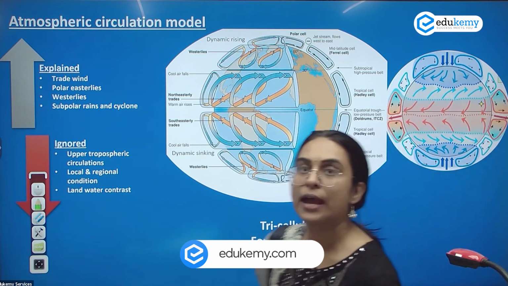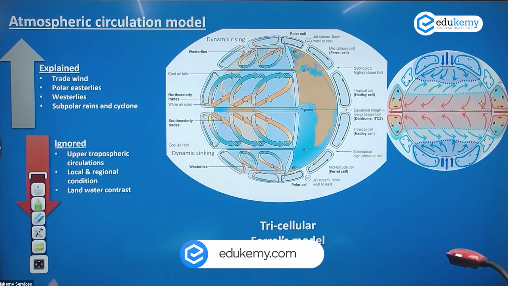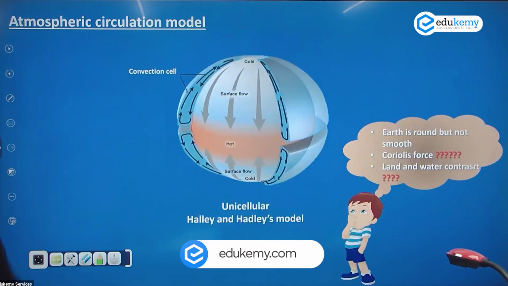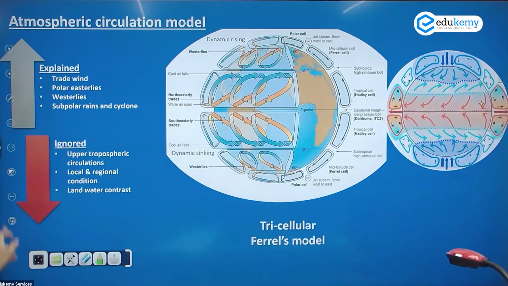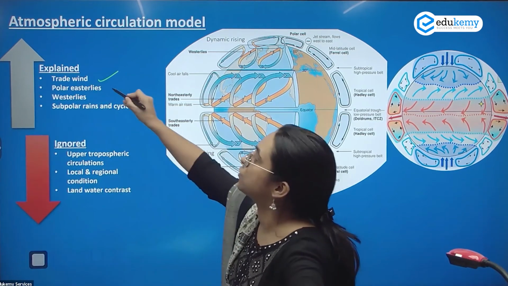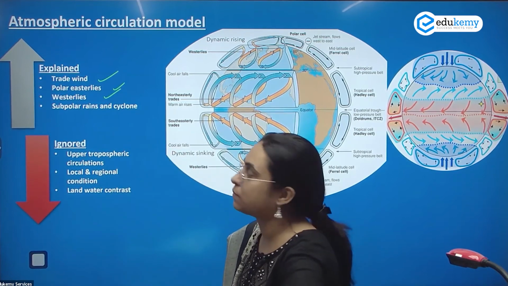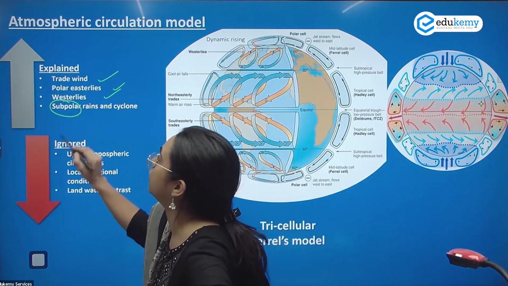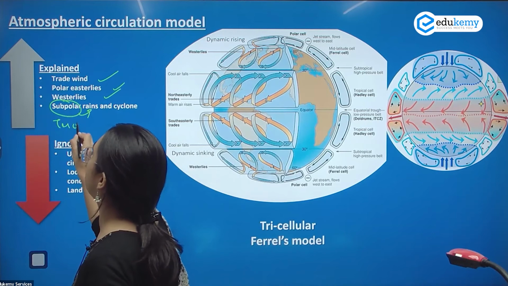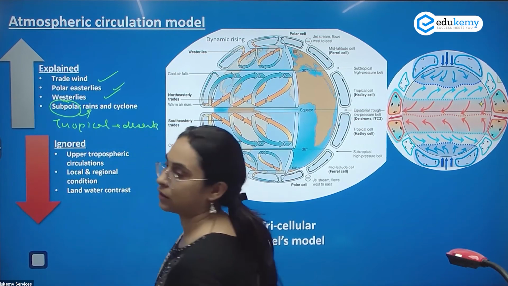And on this basis, Ferrell also explains your planetary wind. So what does Ferrell explain? Ferrell explains trade winds. Ferrell explains polar easterlies, westerlies. Okay, and he also explains why the subpolar regions are having rains. He also explained why the tropical belt is having deserts. We will see this. Okay?